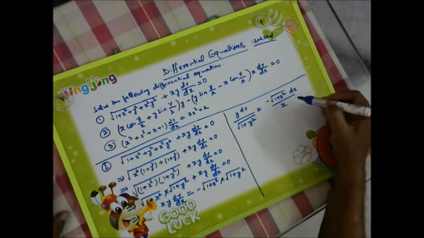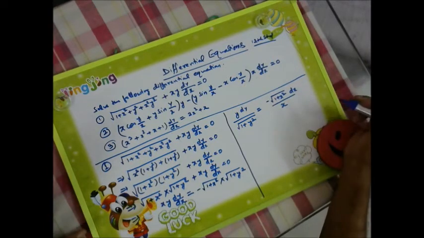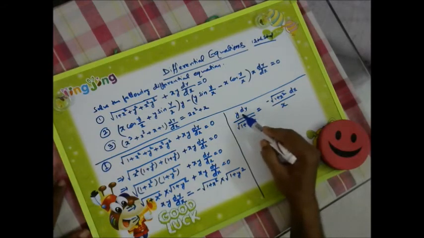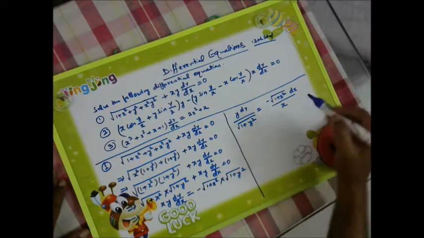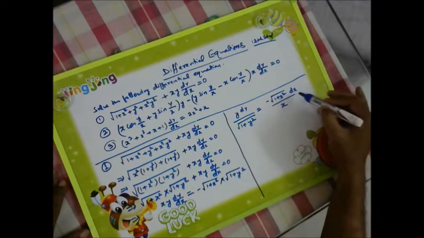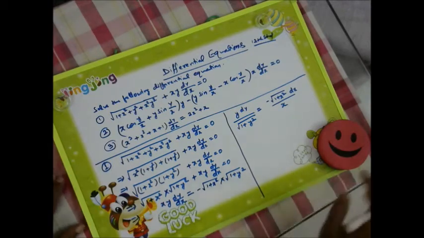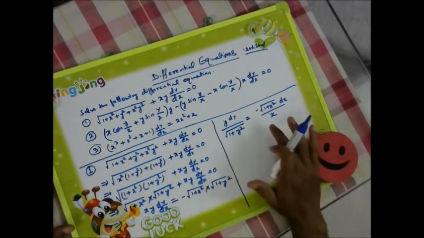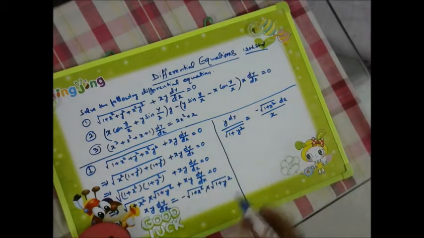Right? So this side it has become minus whole root 1 plus x square by x dx. So now everything has got separated. y dy divided by whole root 1 plus y square is equal to minus whole root 1 plus x square dx divided by x. Okay, right. Now in this case, we have to go for integration both sides.